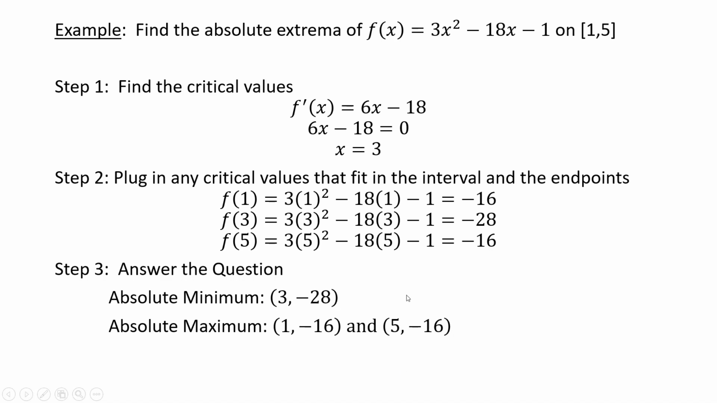These are ordered pairs. Turns out that I had 2 absolute maximums because negative 16 was the same. So I have 2 absolute maximums at 1, negative 16 and at 5, negative 16. And I have 1 absolute minimum at 3, negative 28. All right, let's look at another example.